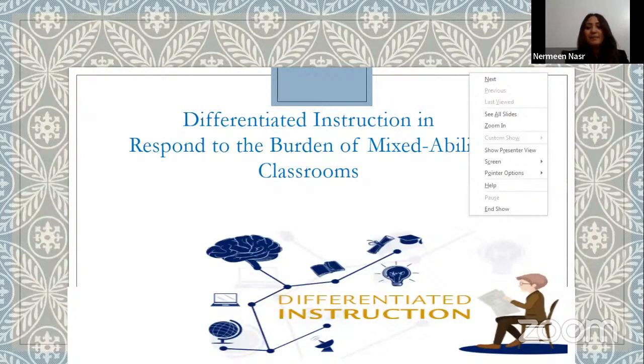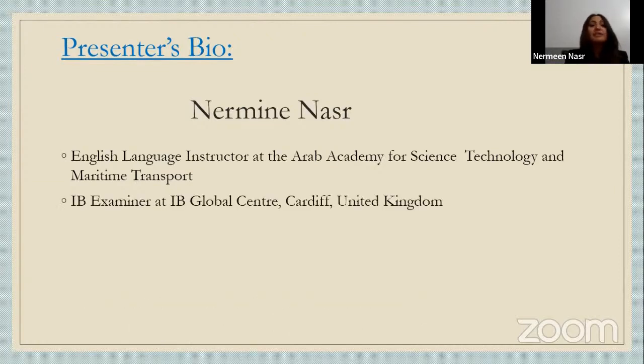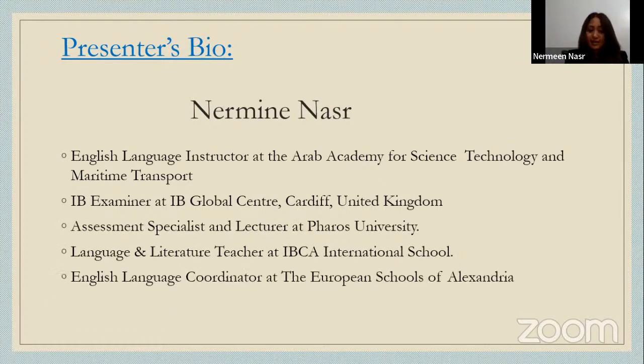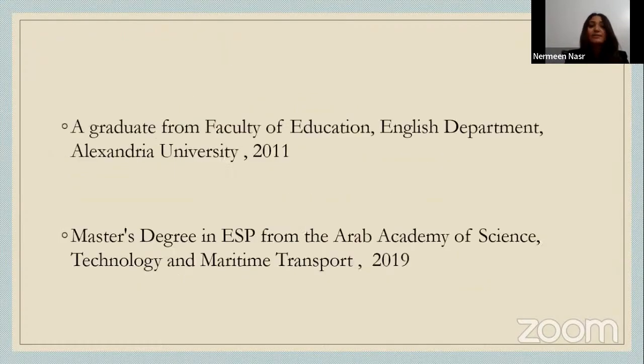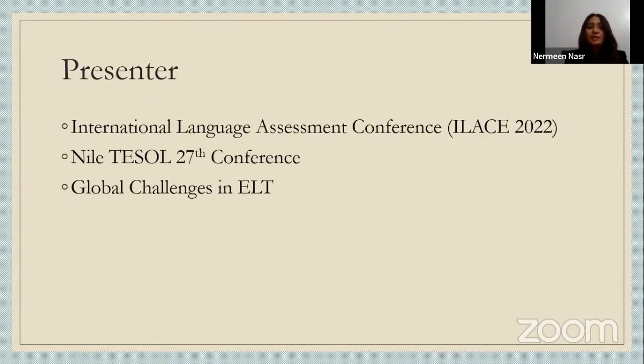Okay, as Muhammad said, I'm Nermine Nasr. I graduated. I'm working as an ESP instructor at the academy. I'm working as an IB examiner at the IB Global Center. I worked at Forest University as an assessment specialist. I worked as a language and literature teacher, and I worked also as an English language coordinator. I graduated from Faculty of Education, and in 2019, I started my MA. I've been chosen to be a presenter in different international conferences, and tomorrow I'll be presenting in TAFL Kuwait conference, waiting to see you there.